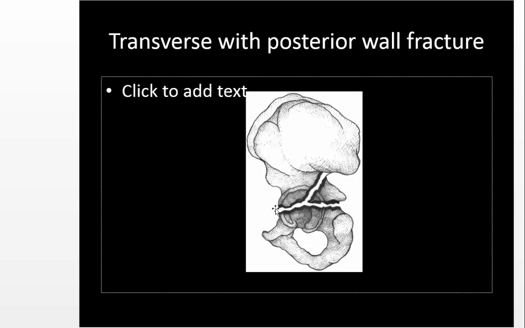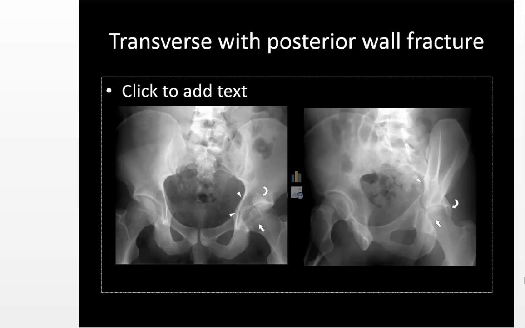This is what it looks like, the cartoon, based on the lateral view. It involves the anterior and the posterior column. The posterior wall here has been displaced posteriorly, but the obturator ring is intact, and there's no extension of the fracture into the iliac bone. So this is a transverse plus posterior wall fracture. Again, on a plain film, you're going to see disruption of the iliopectineal and ilioischial lines, which are a little bit difficult to appreciate on this view.